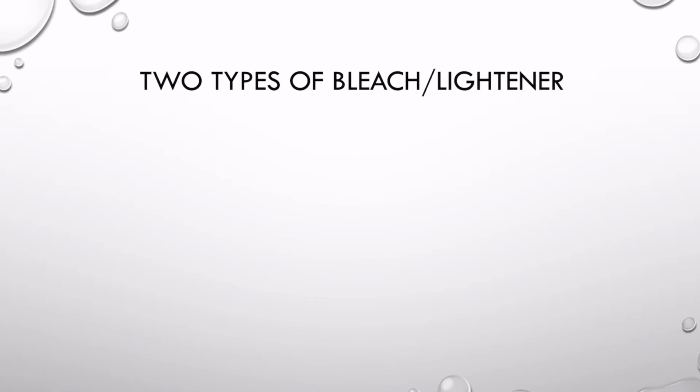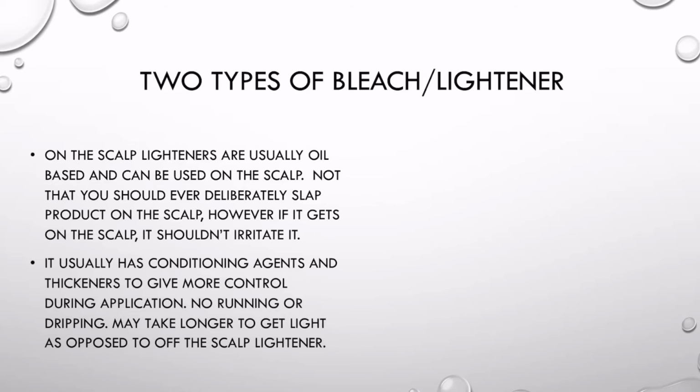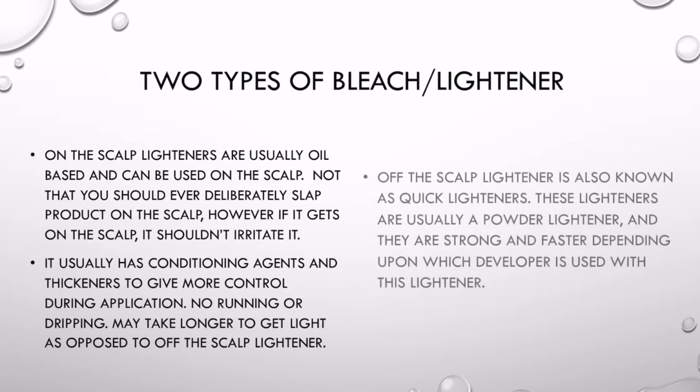There are two types of bleach and lightener. There are on-the-scalp lighteners. Usually they're oil based. And all that means, guys, is if you get some on the scalp, it should not burn it, blister it, or any of that. Now, that doesn't mean that someone may not itch or have a reaction to it. It's just a little milder, and it is slower to lighten. So if you're just getting started with lightening hair, maybe you want to work with this first. It's usually thicker, has thickeners in it, has conditioning agents, so it won't be dripping and running and bleeding all over the place, and that's a good thing.